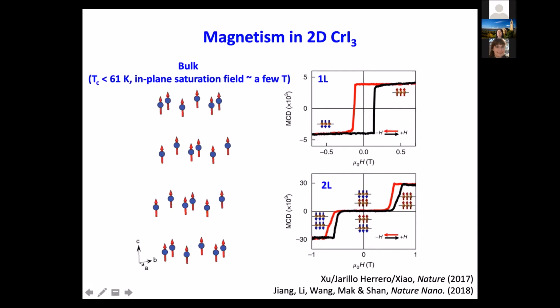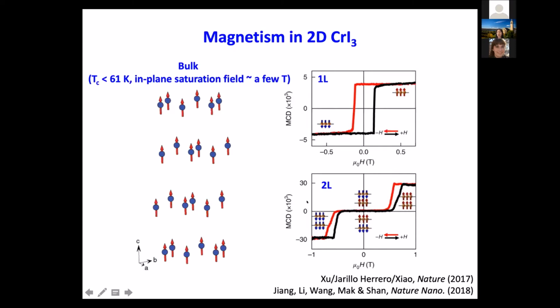magnetocircular dichroism. So you are just looking at the absorption difference between right-handed and the left-handed light. And the difference you can think of in this particular case is proportional to magnetization. So we measure magnetization as function of out-of-plane magnetic field. And as you can see here, in monolayer, you see this very beautiful, typical MH curve with this hysteresis loop.